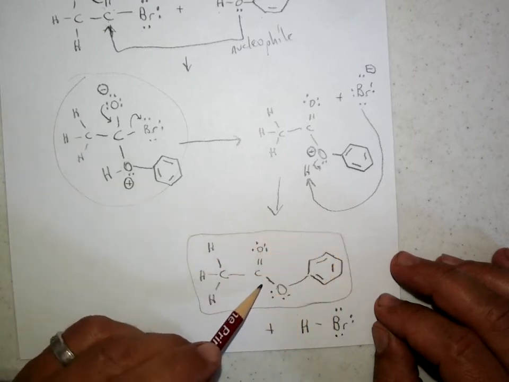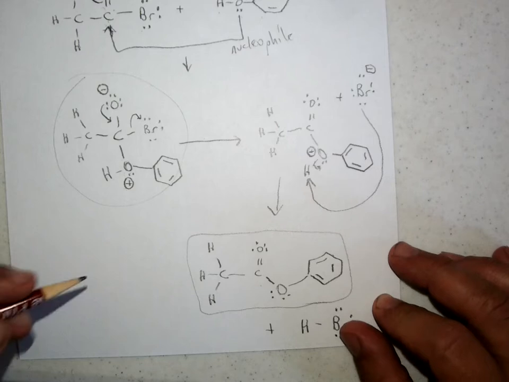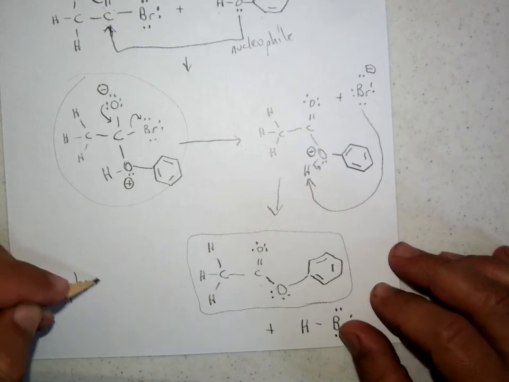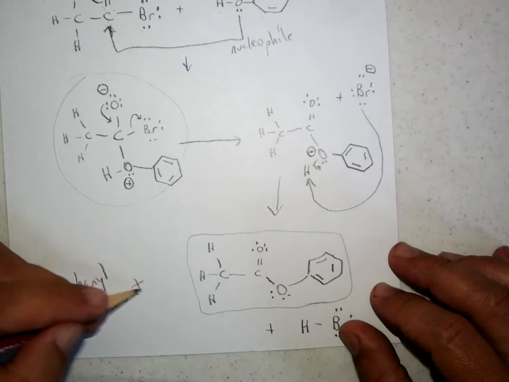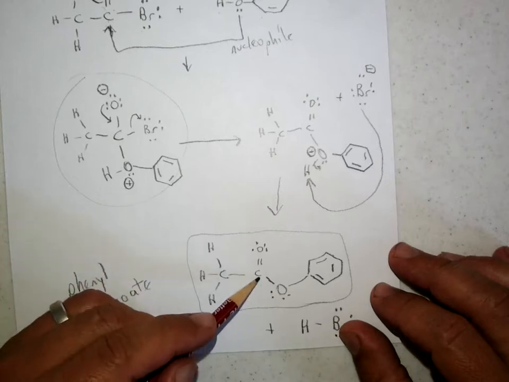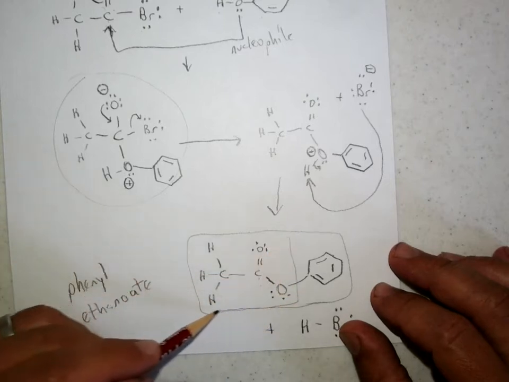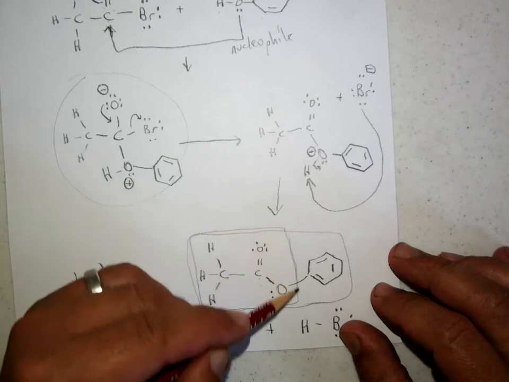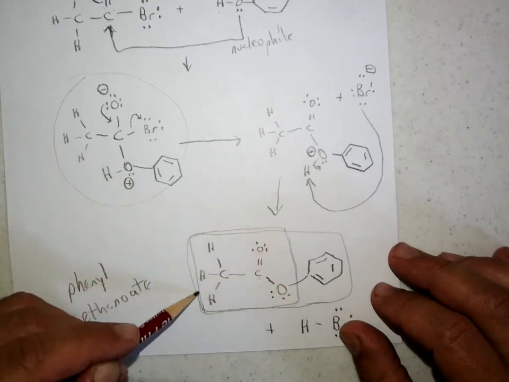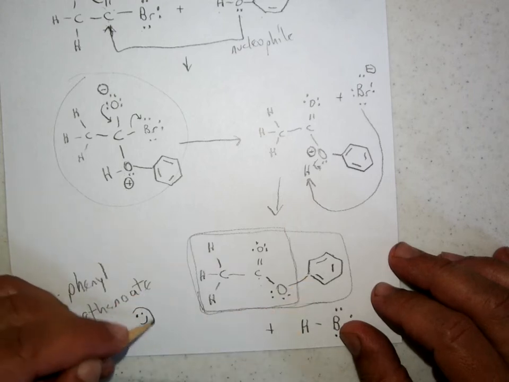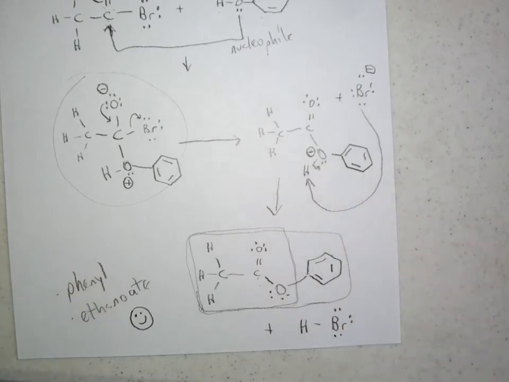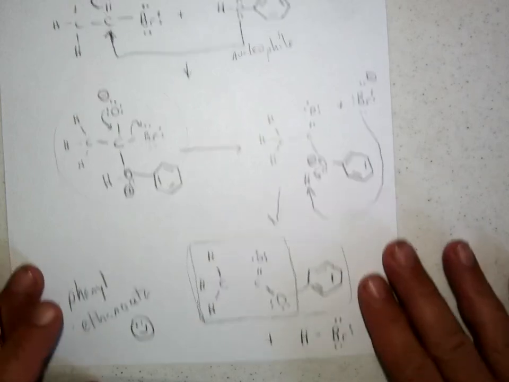We have this ester, which looks like it's phenyl ethanoate. So when we have the carbonyl attached to this oxygen, that looks like a deprotonated ethanoic acid, or ethanoate, with the phenyl on it. So phenyl ethanoate, awesome name. So there we go. Simple mechanism, relatively.